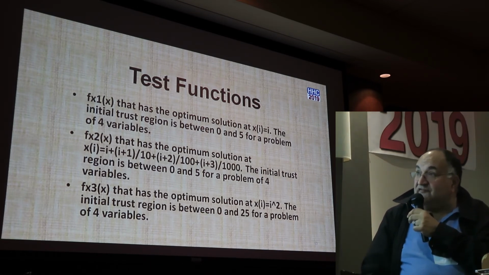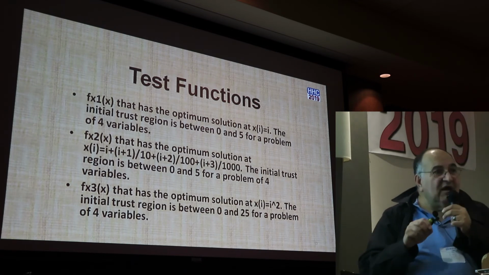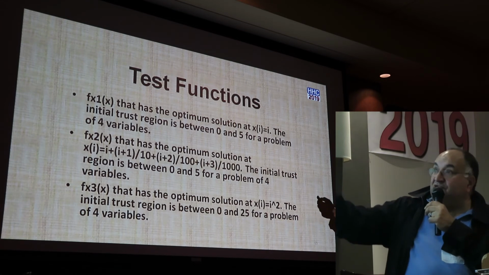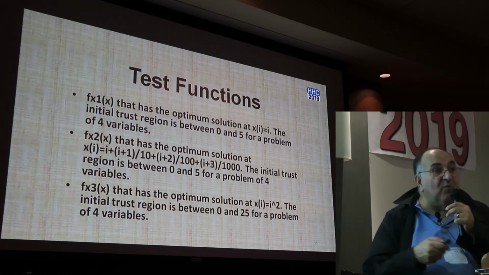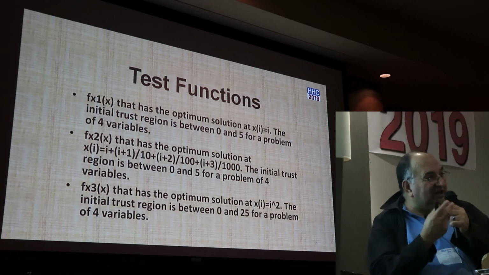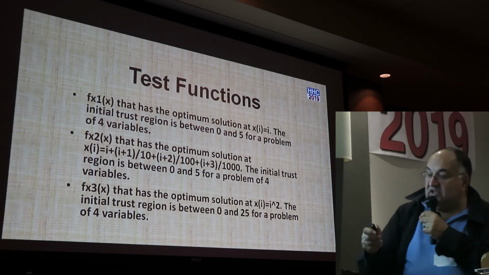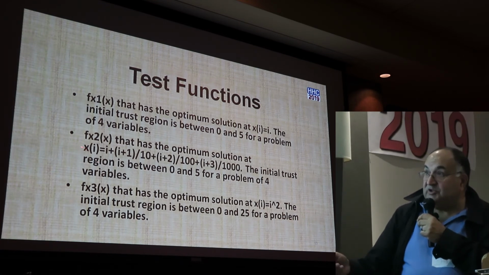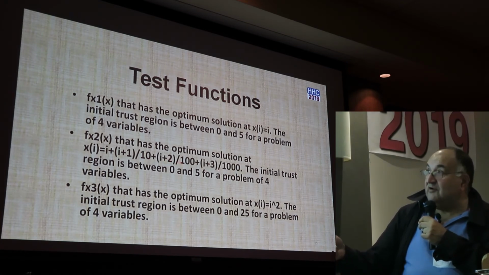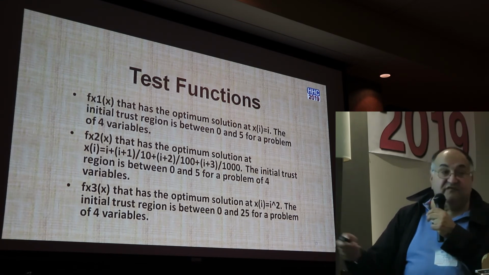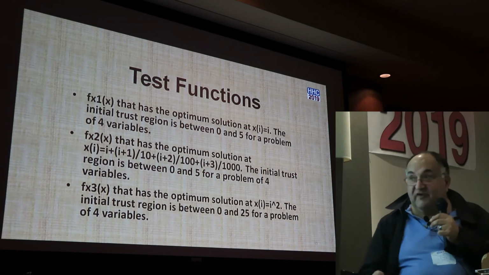The second one is f of x2. I made it a little bit more complicated to test the accuracy, because sometimes it's easier to solve the first one, but if I demand more digits, that tells me how well the algorithm does. The optimum is at x of i equals i plus i plus 1 over 10, i plus 2 over 100, i plus 3 over 1,000. The initial trust region for this one is also between 0 and 5 for a problem of 4 variables.